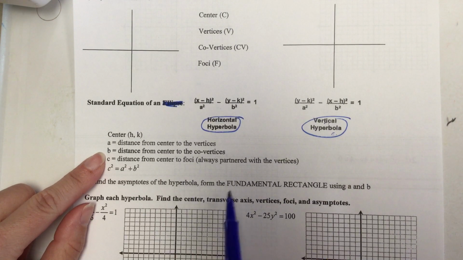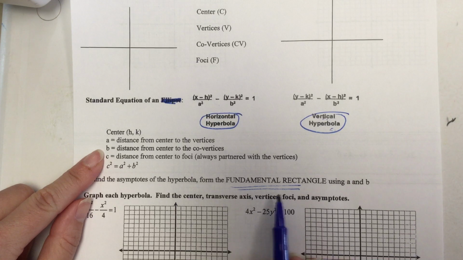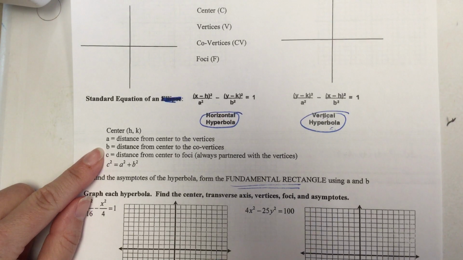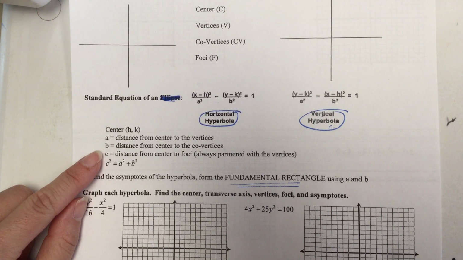Here, you're going to make what's called a fundamental rectangle. You guys, this is so fun. I'm excited to show you this. Okay, so you're going to go ahead and make a fundamental rectangle. That allows us to create asymptotes.